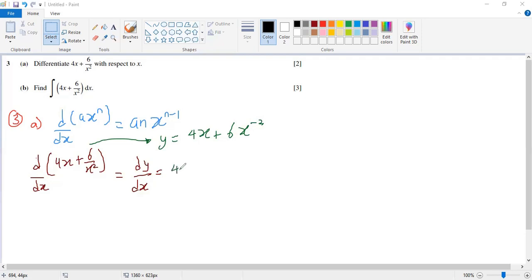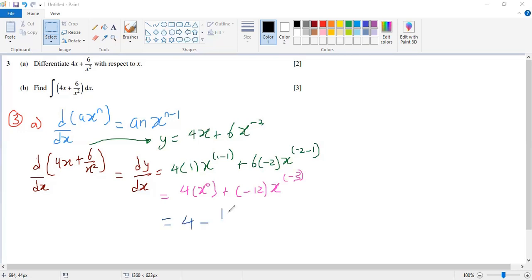So this becomes, according to the formula, a n x to the n minus 1. Then this is 6 times -2, likewise -1. Then we can simplify this further as just 4. 1 minus 1 is x to the power 0, which is 1. If you want to write x to the power 0 for the sake of showing a step, you can, but even if you didn't write it, it's okay. And then the answer becomes 4 minus 12 over x cubed.